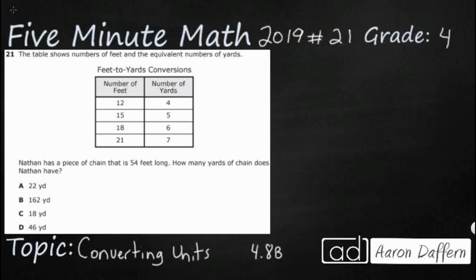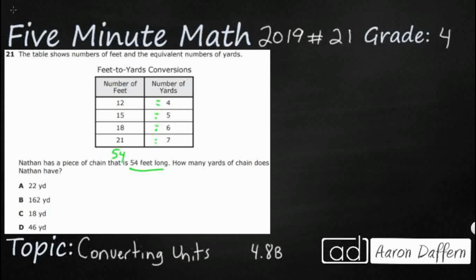So we have a table that shows number of feet and equivalent number of yards. So we see 12 feet equals 4 yards, 15 feet equals 5 yards. Kind of have this pattern here. 18 feet equals 6 yards, 21 feet equals 7 yards. But then we've got a chain that's 54, so we don't necessarily follow this pattern.